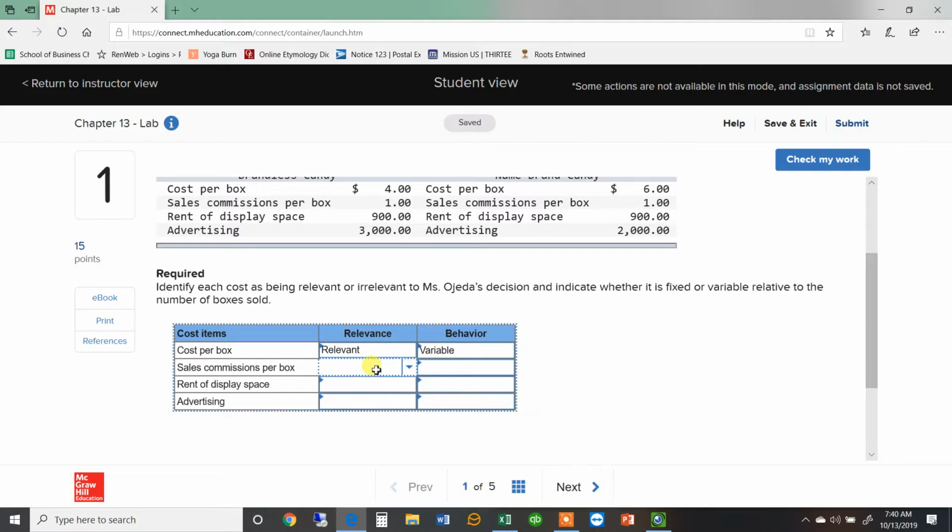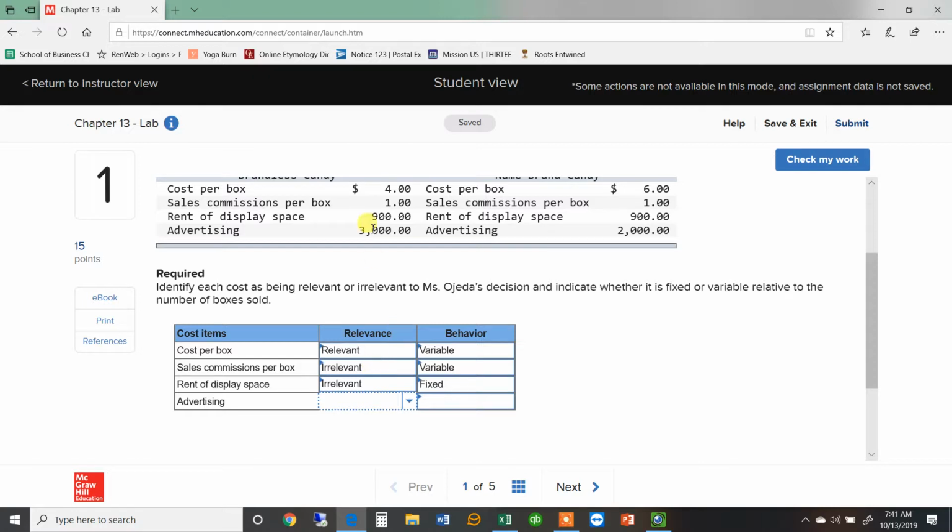The next item is sales commissions per box. Here, the price for sales commissions doesn't change, so this is going to be irrelevant. With the sales commissions per box, though, it's $1 every time we sell a box, so that also means this is a variable cost as well. Now when we get to the rental of the display space, we can see that it has the exact same cost between alternatives, so that means it is also irrelevant in our decisions. However, this one does not change, so this is a fixed cost.